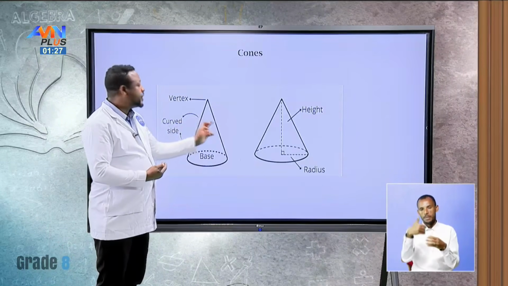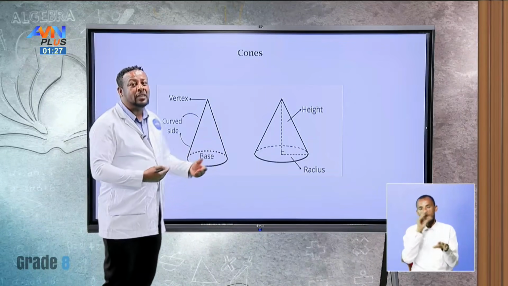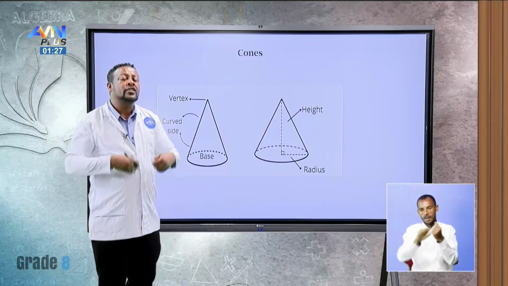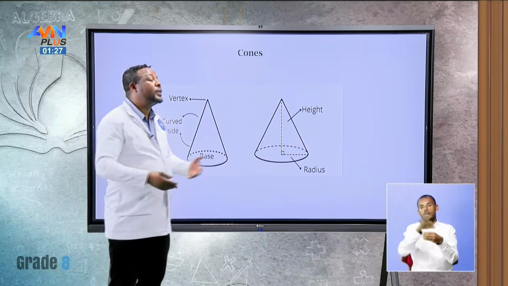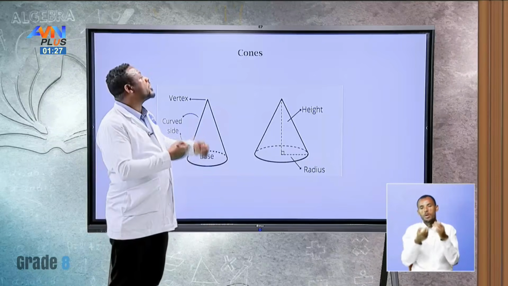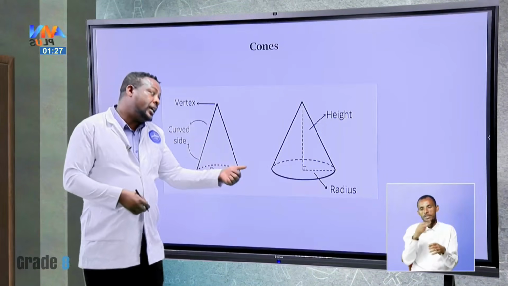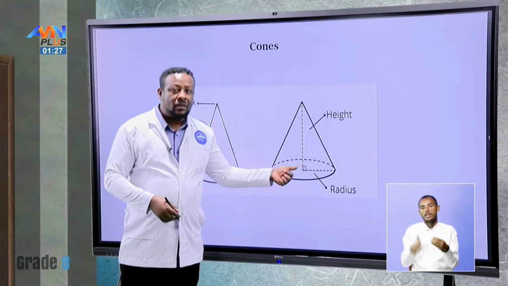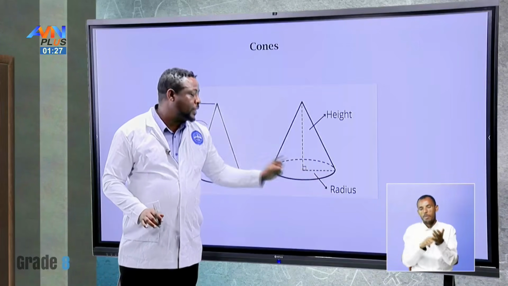We call it the lateral face. And we have a single base which is circular. And so we call it a circular cone because there are different types of cone. Based on the nature of the base, we call it a circular cone if the base is circular. The other thing, there is also a radius which is drawn from any point on the circle to the center.